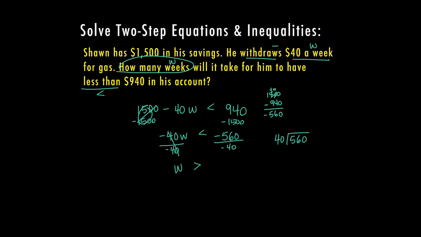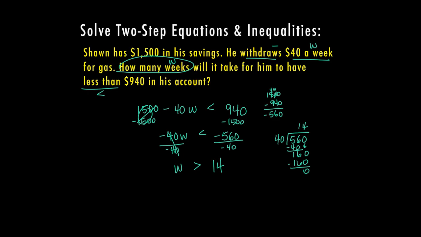Now I have to figure out how many weeks that is. So 40 goes into 56 one time. So now I have 14 weeks. So that means that in order to have less than 940 in his account, it has to be more than 14 weeks. So W, the weeks, has to be greater than 14.